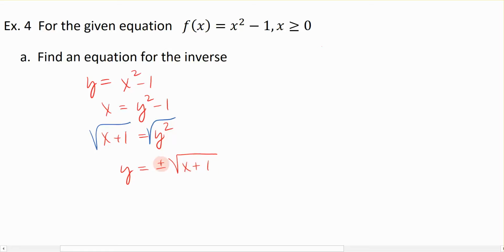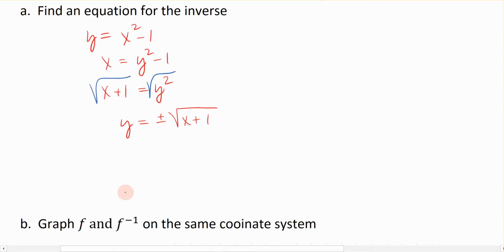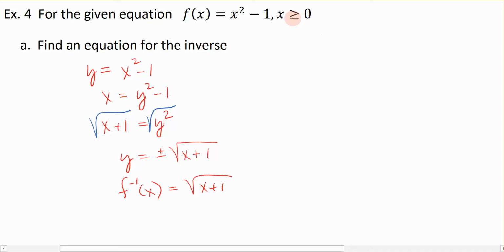Now I put plus or minus in here for a very particular reason. The original function had a restriction where I was only looking at a certain value, right? Positive values. So when I'm trying to determine which of these, the positive or negative square root of x plus 1, I need to take, we're going to take the positive one because of this restriction that I had on the original function. That's why my f inverse is just the square root of x plus 1 because of the restriction on the original function. So here is my inverse function.